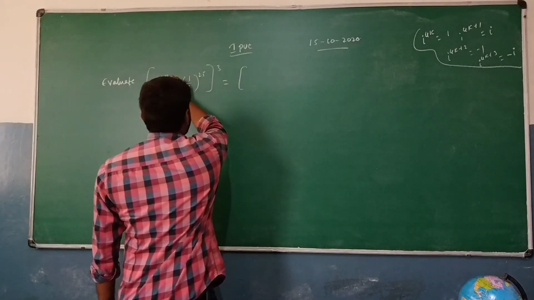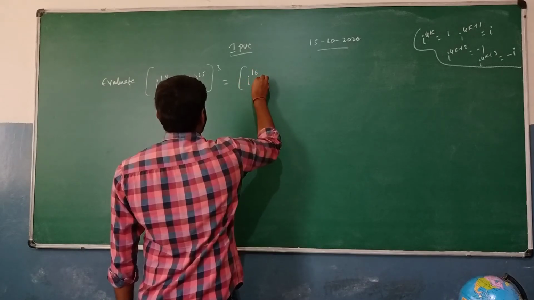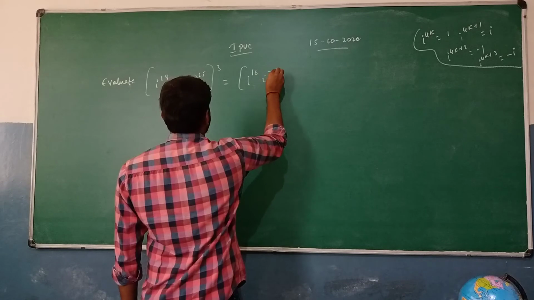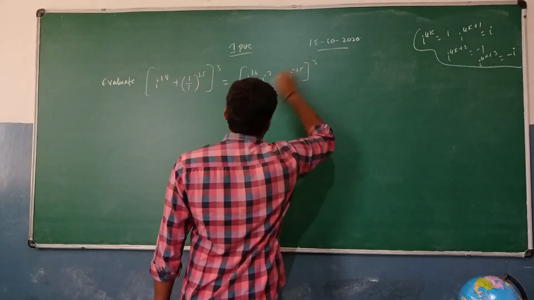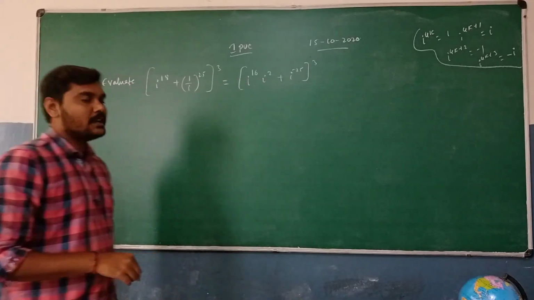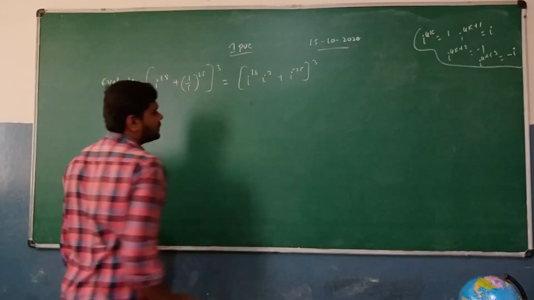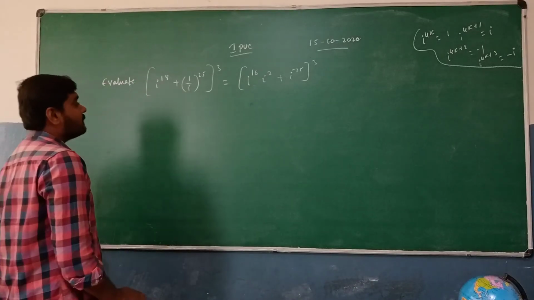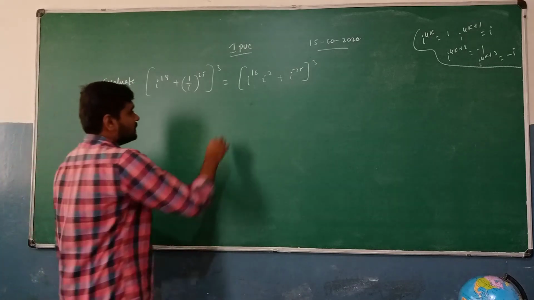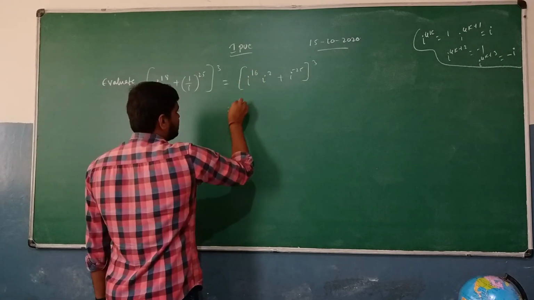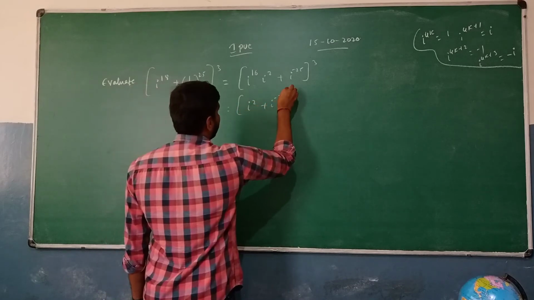I to the power 18 can also be expressed as I to the power 16 into I to the power 2, plus I to the power minus 25, whole to the power 3. 18 can be written as 16 plus 2, that's going to be 18. So 1 divided by I to the power 25 can be written as I to the power minus 25. Then what is the value of I to the power 16? That's going to be 1. So it can be expressed as I square plus I to the power minus 25, whole to the power 3.